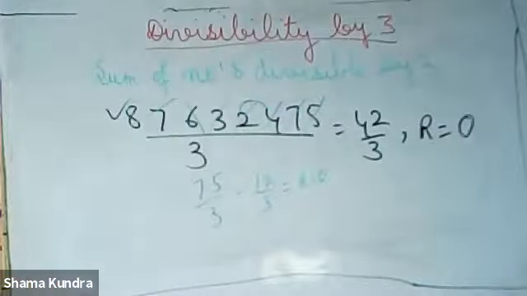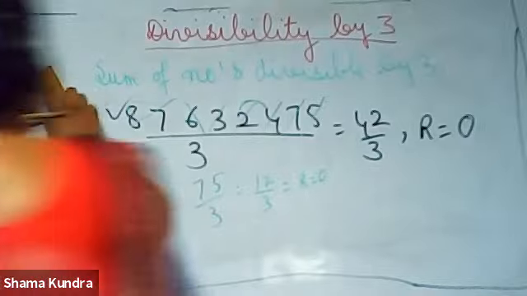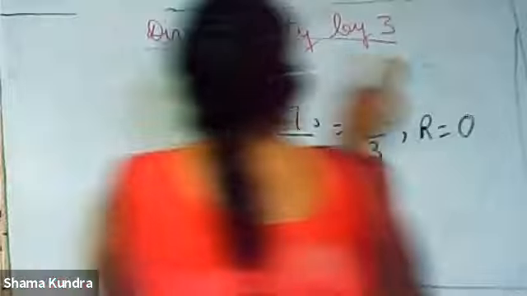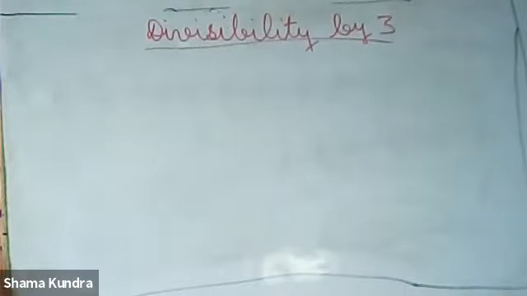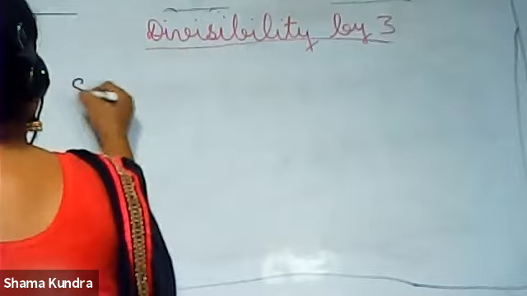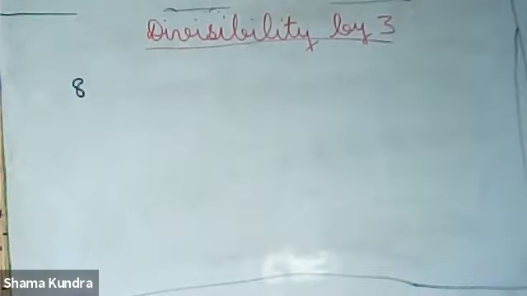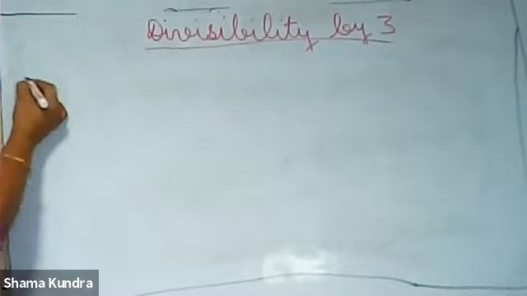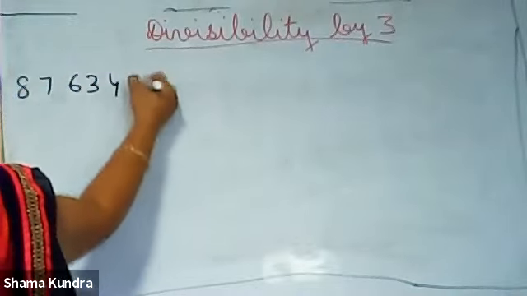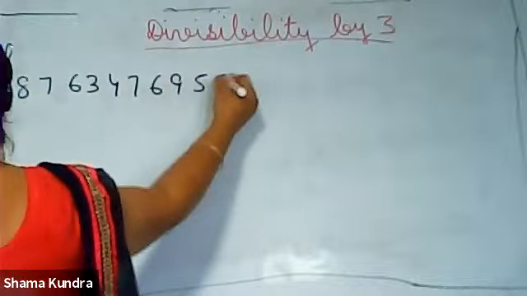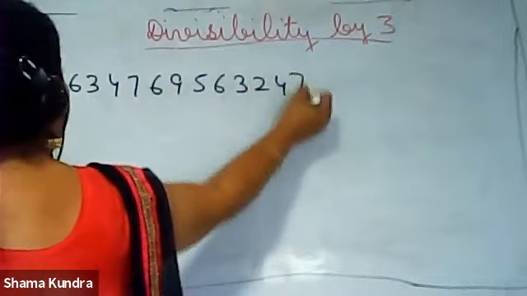I will take one more example to clear this concept. I will take one more lengthy number. The given number is 48, 8, 7, 6, 3, 4, 7, 6, 9, 5, 6, 3, 2, 4, 7.